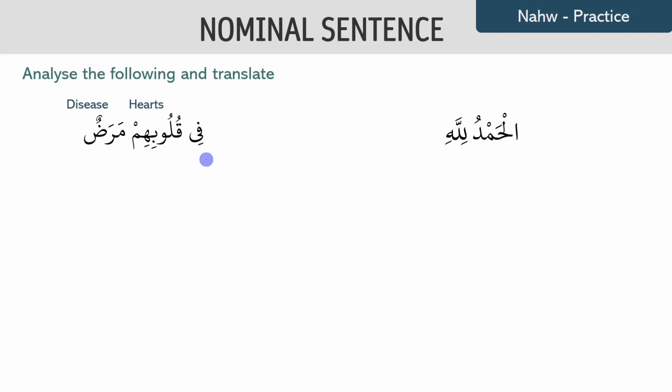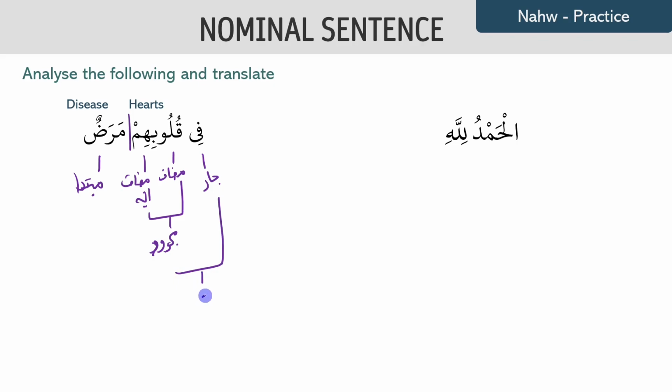So the next set of sentences, we have fi qulubihim maradun. Fi is your jar. Then qulubihim is one phrase linked to the other. So that's going to be your mudaf, and the mudaf ilayhi, and that's going to be your majroor. Now the word maradun doesn't have any connection to qulubihim. It doesn't have any connection with fi. So we put a break here. So in the end, maradun is going to be the mubtada, because we can't consider a jar majroor to be a mubtada. So that's going to be the khabar.